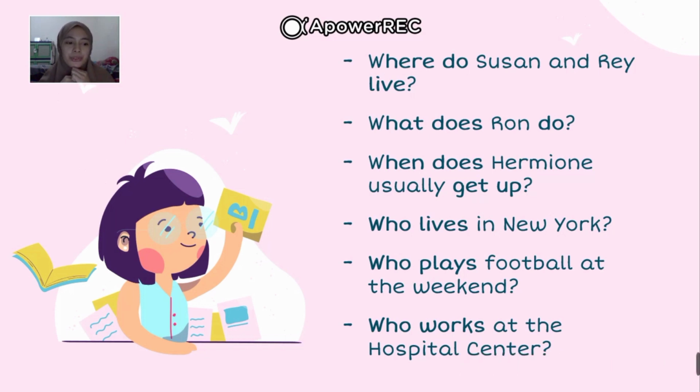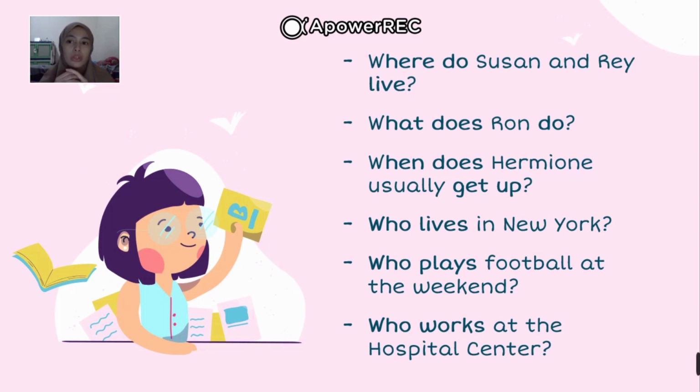I want you to look at all of these questions carefully, and I'm going to read them one by one so you can understand. The first, where do Susan and Ray live? What does Ron do? When does Hermione usually get up? Who lives in New York? Who plays football at the weekend? Who works at the hospital center? And I want you to note that we use do and does to make simple present questions with question words like where, what, and when.